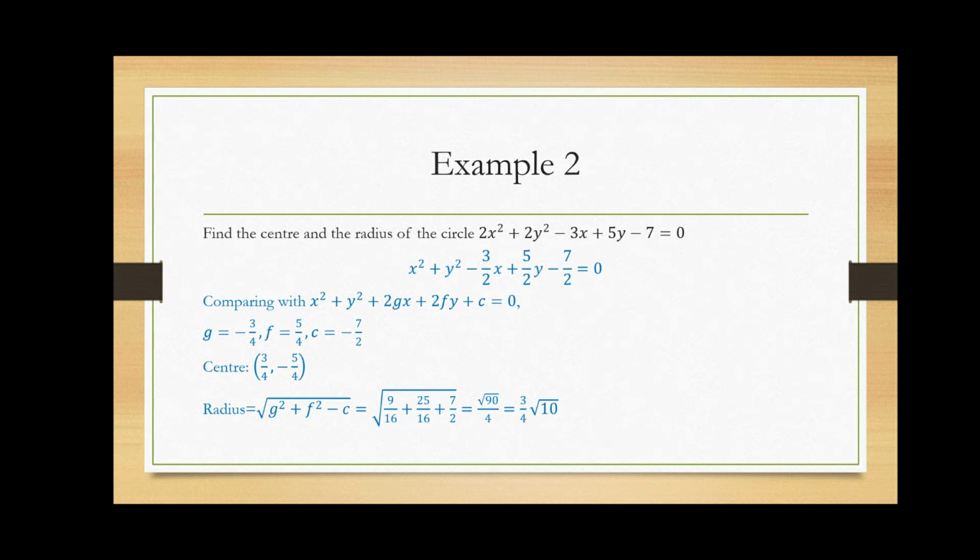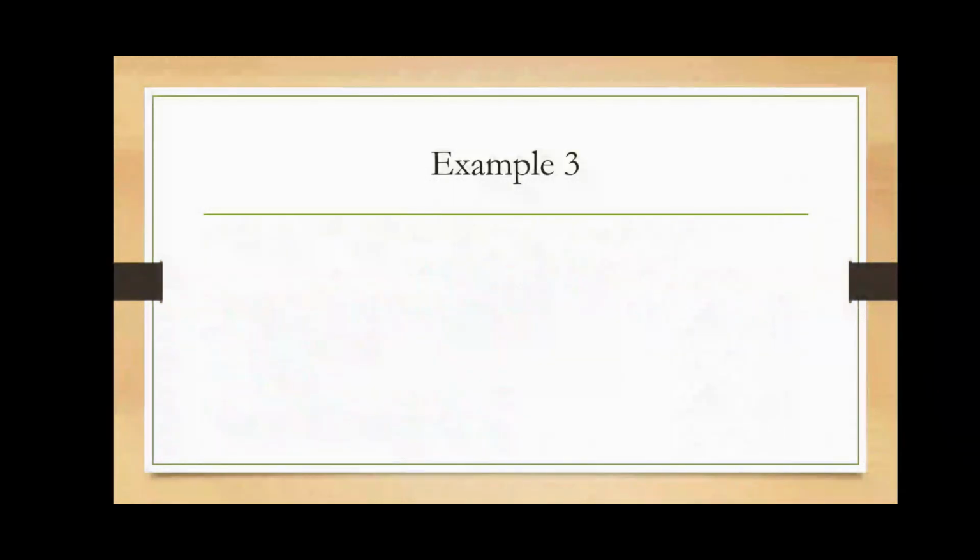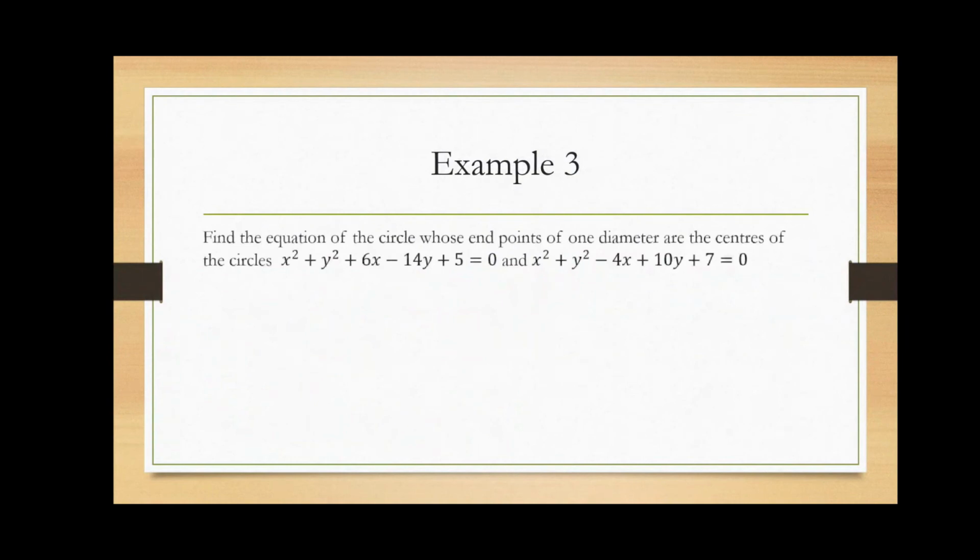Now let us move to number 3. Find the equation of the circle whose endpoints of one diameter are the centers of the circle this and this. So pretty easy to see what we are going to do. We are going to first find the centers of the two circles and treat them as endpoints of the diameter of another circle, and we are going to draw the circle.